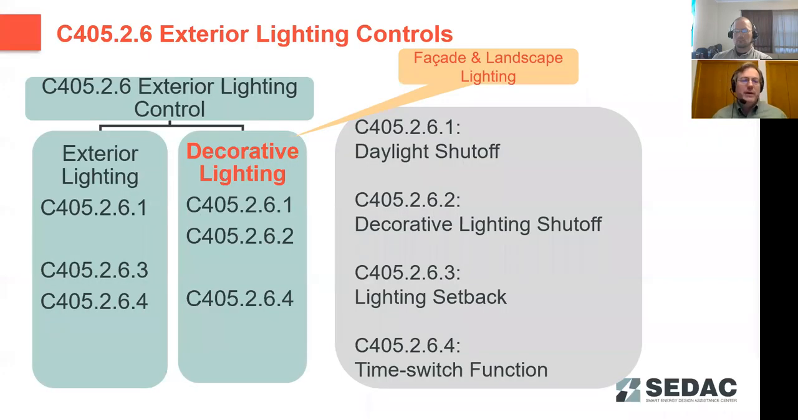So now that we're through interior, moving on to the outside, exterior lighting, we now have 3 requirements, 2 of which are common no matter the space, and then 2 that are dependent on which type of space. There is general exterior lighting, and then the code specifies decorative lighting. Decorative lighting being for facades and landscapes. All lighting needs to have daylight shut off. All lighting needs to have time switch function.